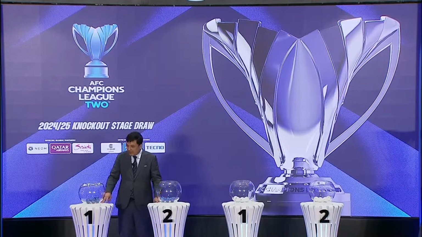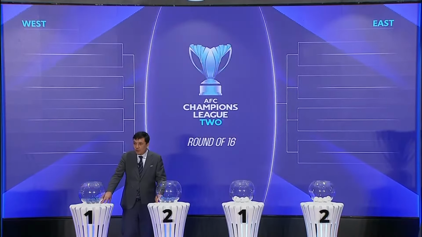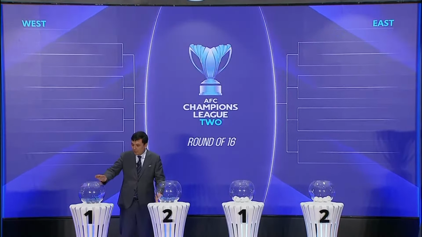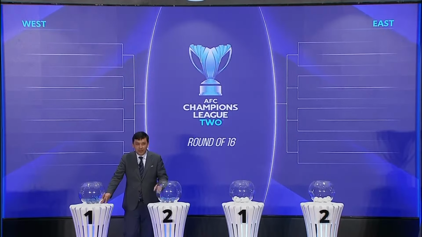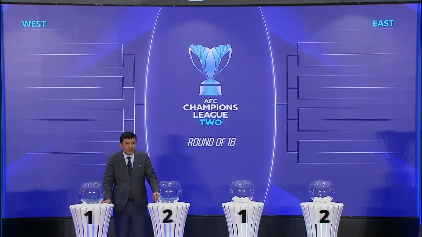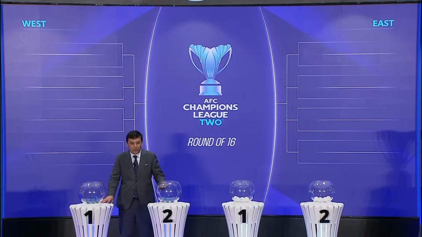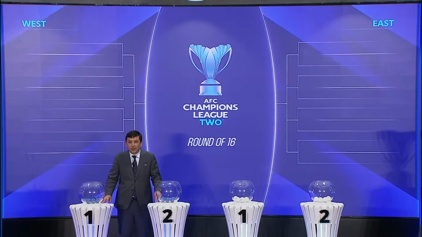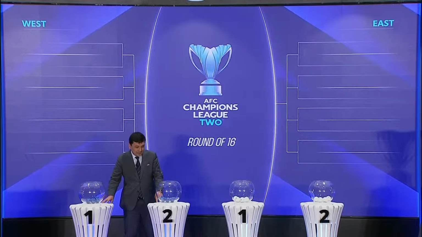We'll now begin the draw. I have 2 pots. Group winners are divided into pot 1 and group runners-up in pot 2. As explained during the draw mechanics, we'll start with pot 2 and put them as team 1 of each round of 16.